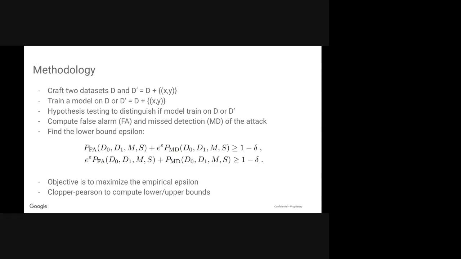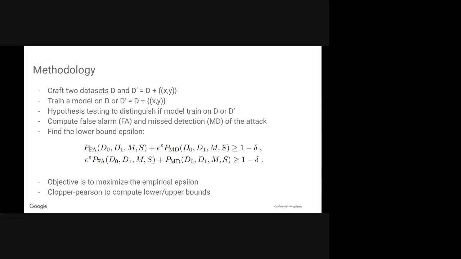So how do we do that? We know that if a mechanism has epsilon-delta differential privacy, the false alarm and the misdetection are bounded by some amount, and we use that to lower bound the practical epsilon. The goal of our attack is to maximize this empirical epsilon, and we also use a Clopper-Pearson interval to find a confidence on our estimates.